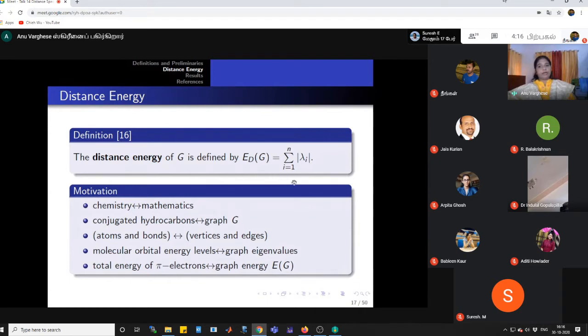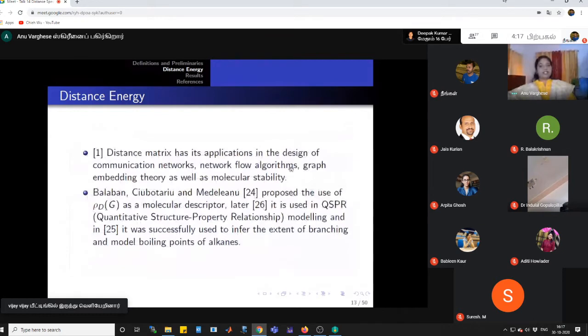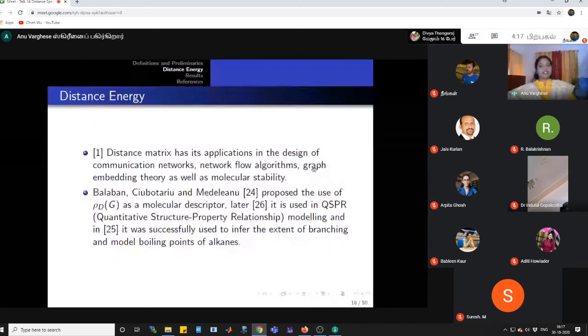And distance energy finds applications in chemistry. The graph energy is related to the pi-electron energy according to the Hückel molecular orbital theory, and the molecular orbital energy levels can be identified with the graph eigenvalues. In the case of the distance matrix, it finds applications in the design of communication networks, network flow algorithms, graph embedding theory, as well as molecular stability.